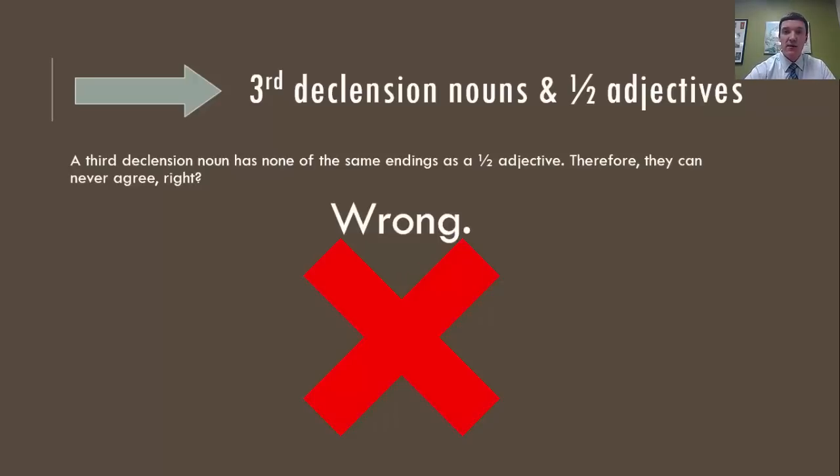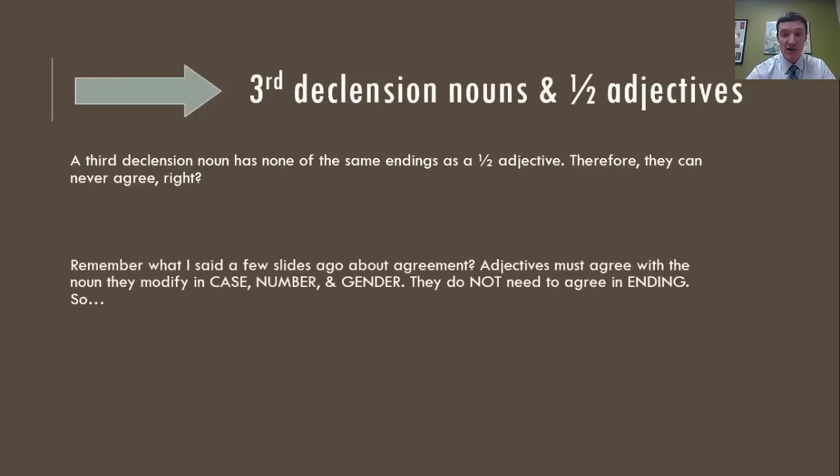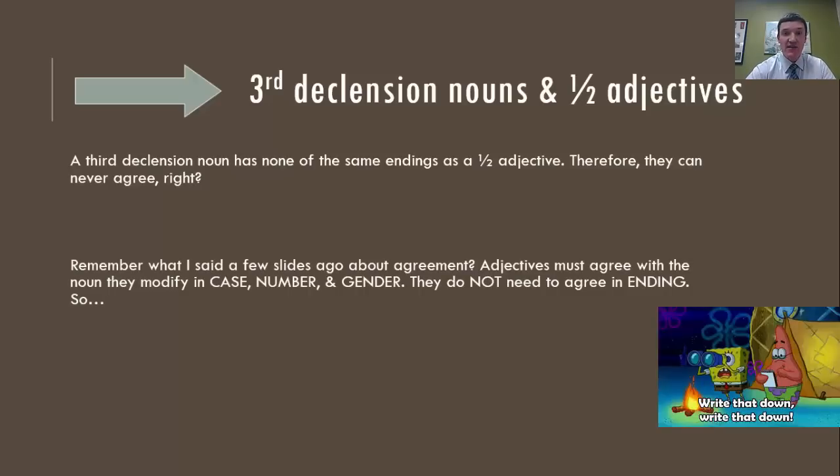No, not true. Right? Nowhere in that little rule of agreement, the rule of agreement that you should hold near and dear to your heart for the rest of your little Latin lives, right? An adjective must agree with the noun it modifies in case, in number, in gender. It doesn't matter if they agree in ending. So these third declension nouns and 1/2 adjectives, which will never agree in ending, they can go together, right?